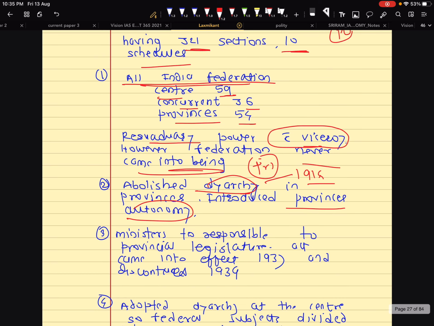Then ministers were responsible to the provincial legislature. The act came into effect in 1935 and was discontinued in 1939. We know that the Second World War started, so they all resigned.